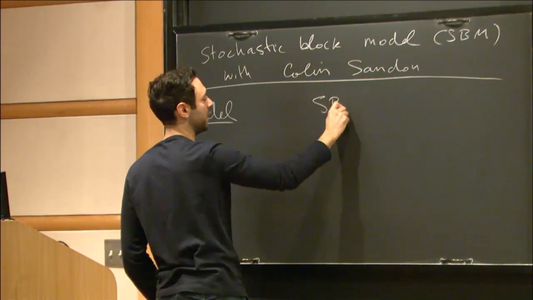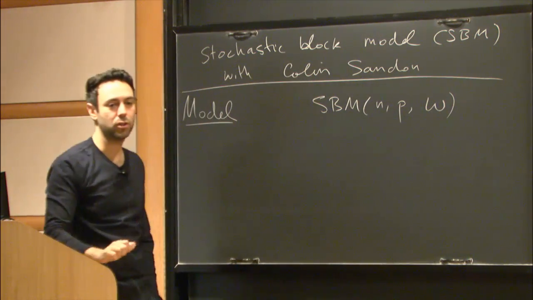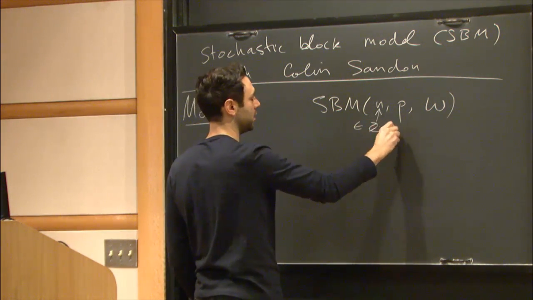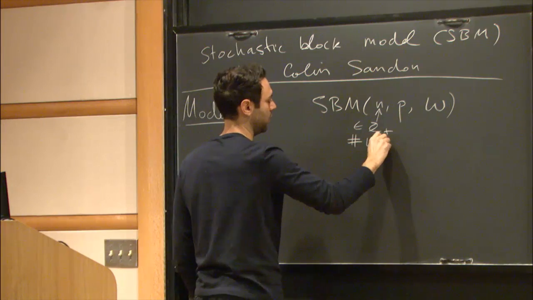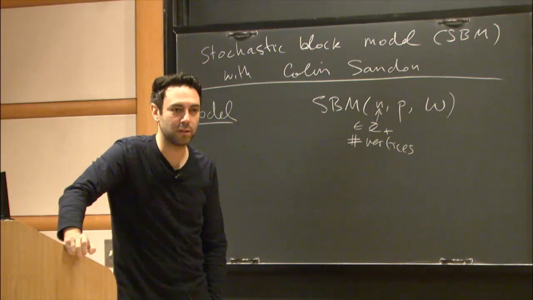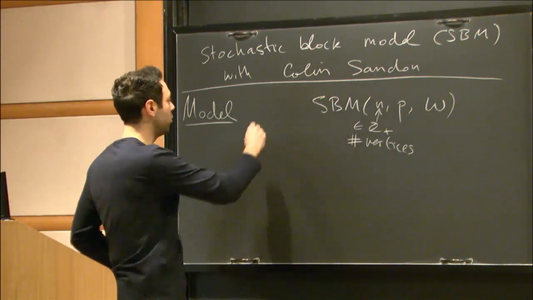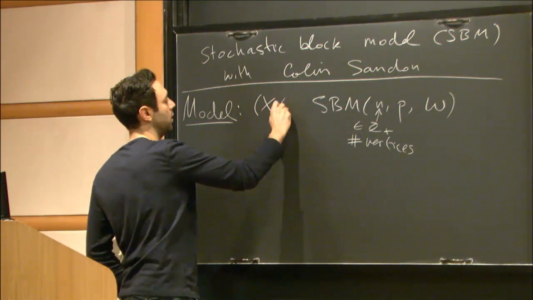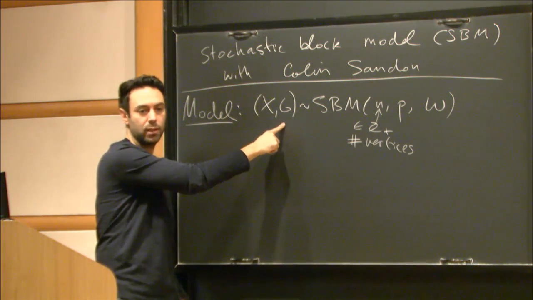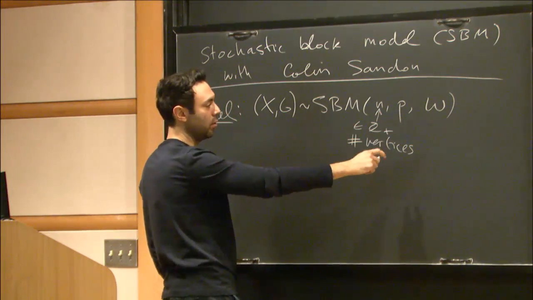So the notation I use is SBM with 3 parameters. The first parameter is going to be an integer, the number of vertices. So what is the stochastic block model? It's going to be a random graph which has some clusters. When you talk about drawing an element from the block model, what you really draw is 2 things: first a partition of the vertices, I'll define this in a second, and then the graph together. So it's 2 objects.